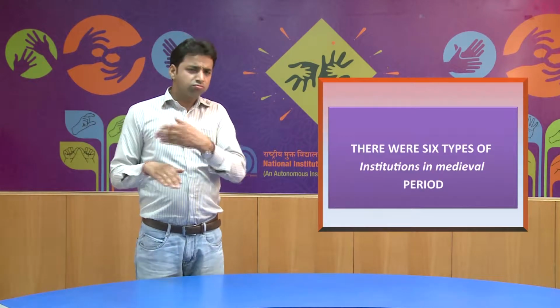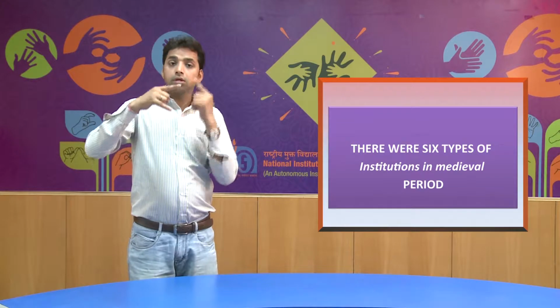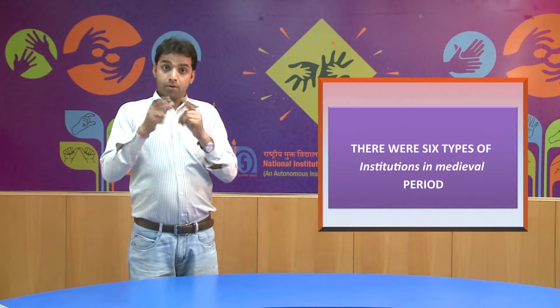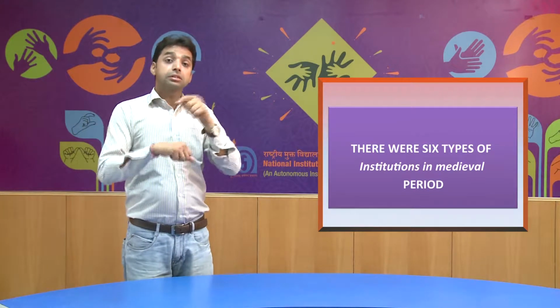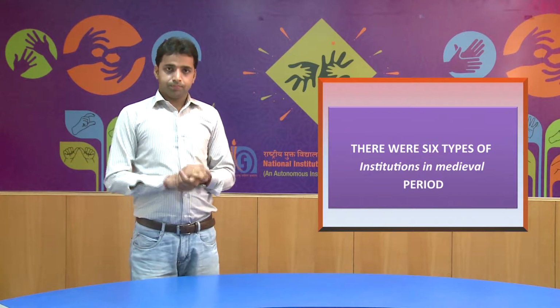Learners, are you aware that there were 6 different types of institution during medieval periods? Let us discuss them one by one. First, those institutions which were run and managed by rulers and nobles. Second type of institution was started by the scholars and maintained by the rulers and nobles.